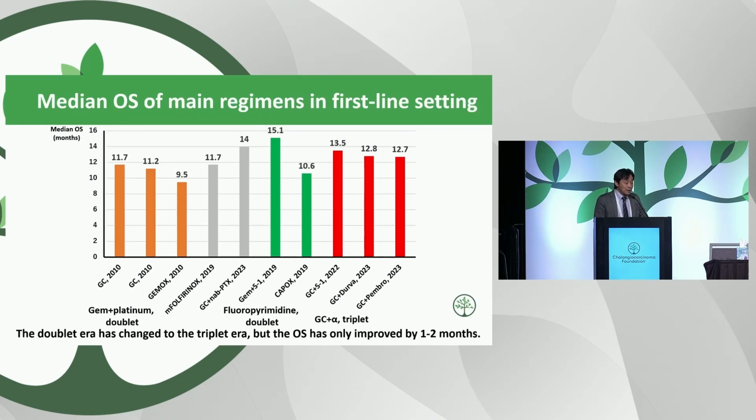This is the median overall survival of the main regimens in the first-line setting. Median overall survival is around 11 months with the GEM plus platinum doublet regimen. And median overall survival was 12 to 13 months with the GEM-CIS plus alpha triplet regimen. So the doublet era has already changed to the triplet era. However, overall survival only improved by 1 to 2 months from 2020 to 2023.